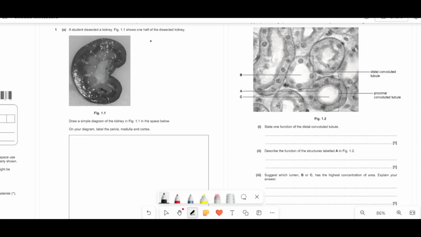A student dissected a kidney. Figure 1.1 shows one half of the dissected kidney. So we can see the different structures that are overall present. We've got our cortex in the outer part here, right? And then within it we've got our medulla. And then this inner part is your renal pelvis.